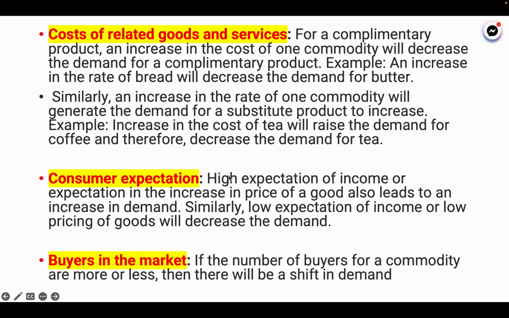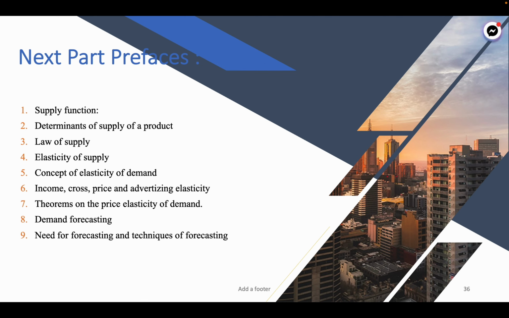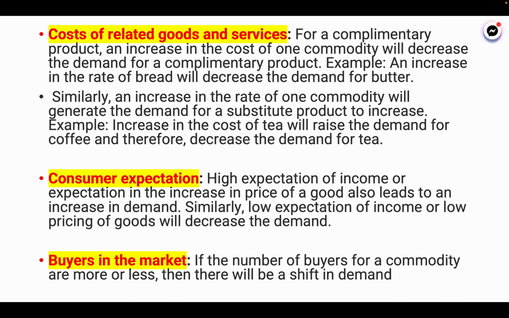High expectation of income, or expectation of an increase in the price of a good, also leads to an increase in demand. Similarly, low expectation of income or low pricing of goods will decrease the demand. Buyers in market: if the number of buyers for a commodity is more or less, then there will be a shift in demand. So this was in total my first module, first part.